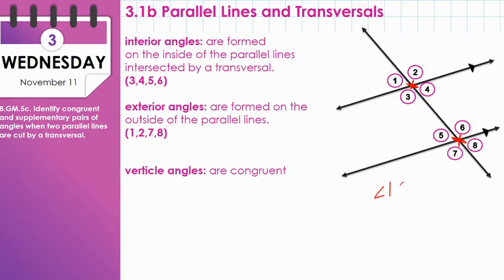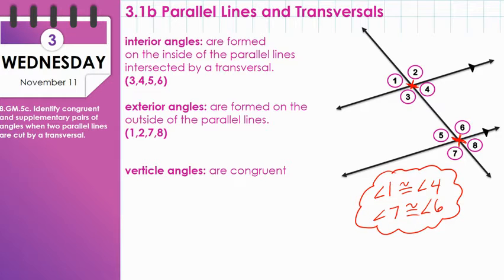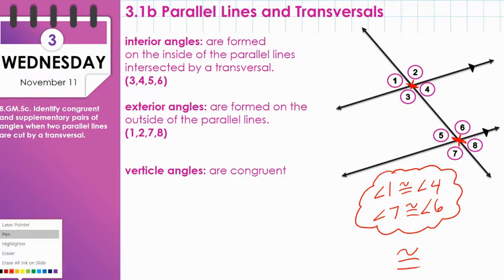Angle 1 is congruent to angle 4. Angle 7 is congruent to angle 6. We identify congruent angles with the symbol, which is a weird equal sign with the squiggly line on the top. That is congruent. So vertical angles are directly across from one another through the vertex.